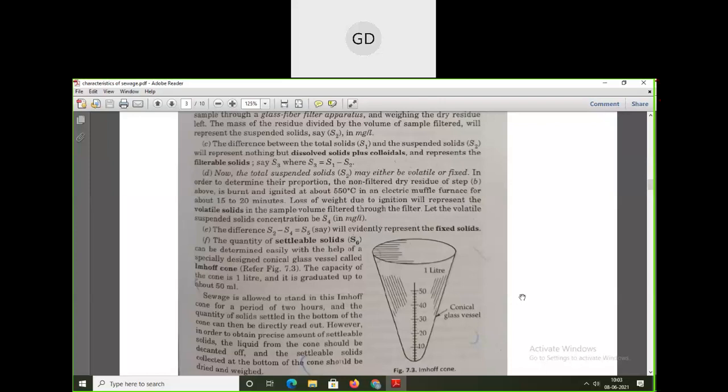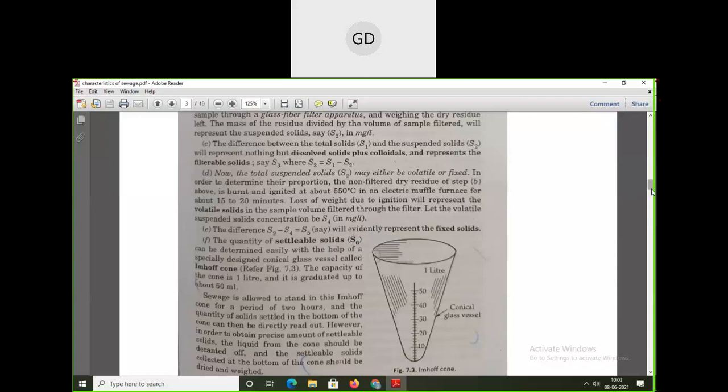What will happen is there will be some loss of weight from the dry residue, and that will represent your volatile solids. Let these volatile solids be S4. S1 was your total amount of solids, S2 was your suspended solids, S3 is your dissolved solids, and now S4 is your volatile suspended solids.